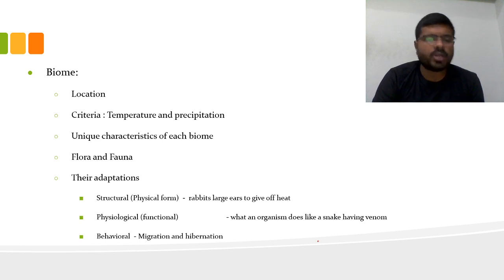Then what we will study about each biome in our classes, our approach, is first of all the location where a certain biome is found, its location and distribution. Location is by latitude, distribution is by areas. Then we'll discuss the criteria which made that biome, temperature and precipitation. Then we'll deal with the unique characteristics of each biome. Because of the temperature and precipitation, there will be certain unique characteristics for every biome. We'll be discussing that.